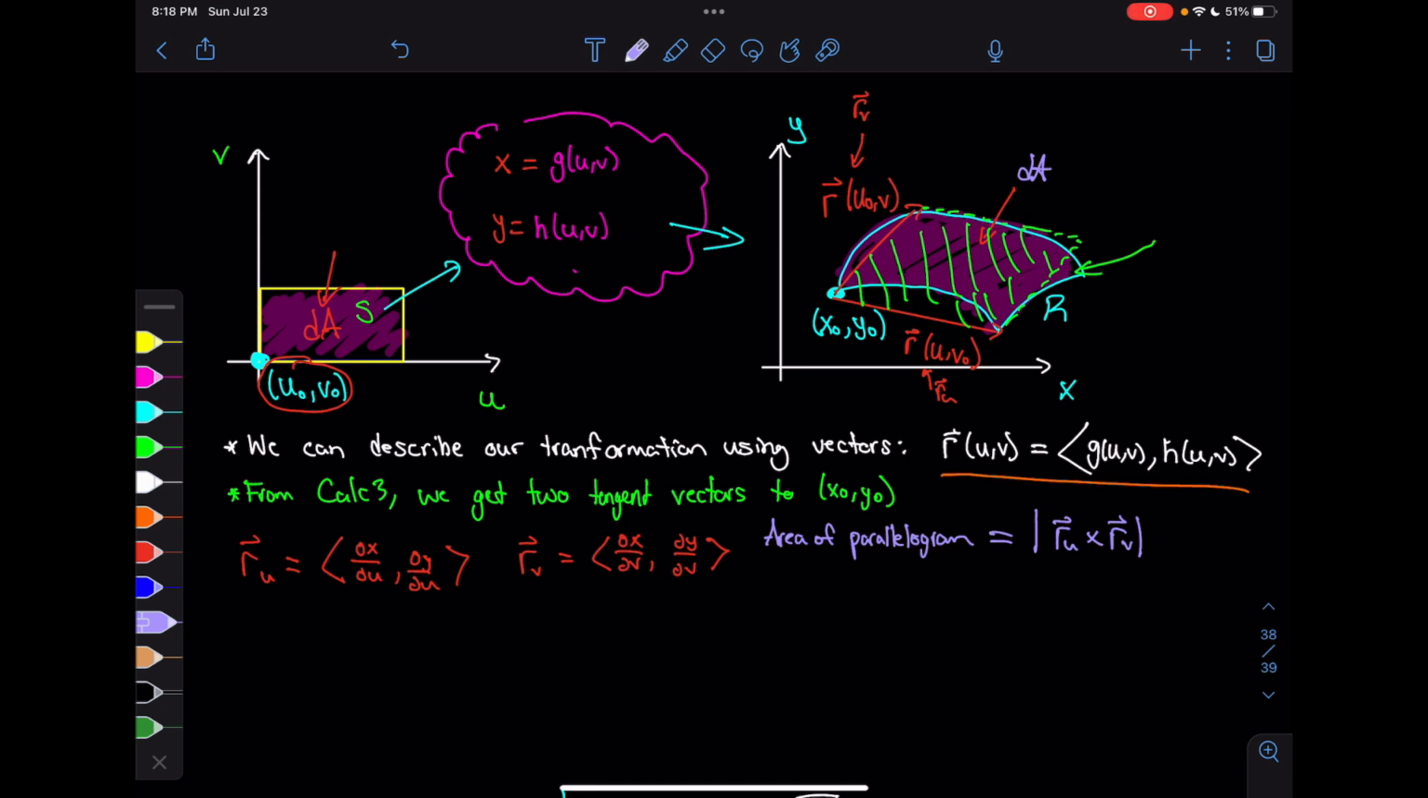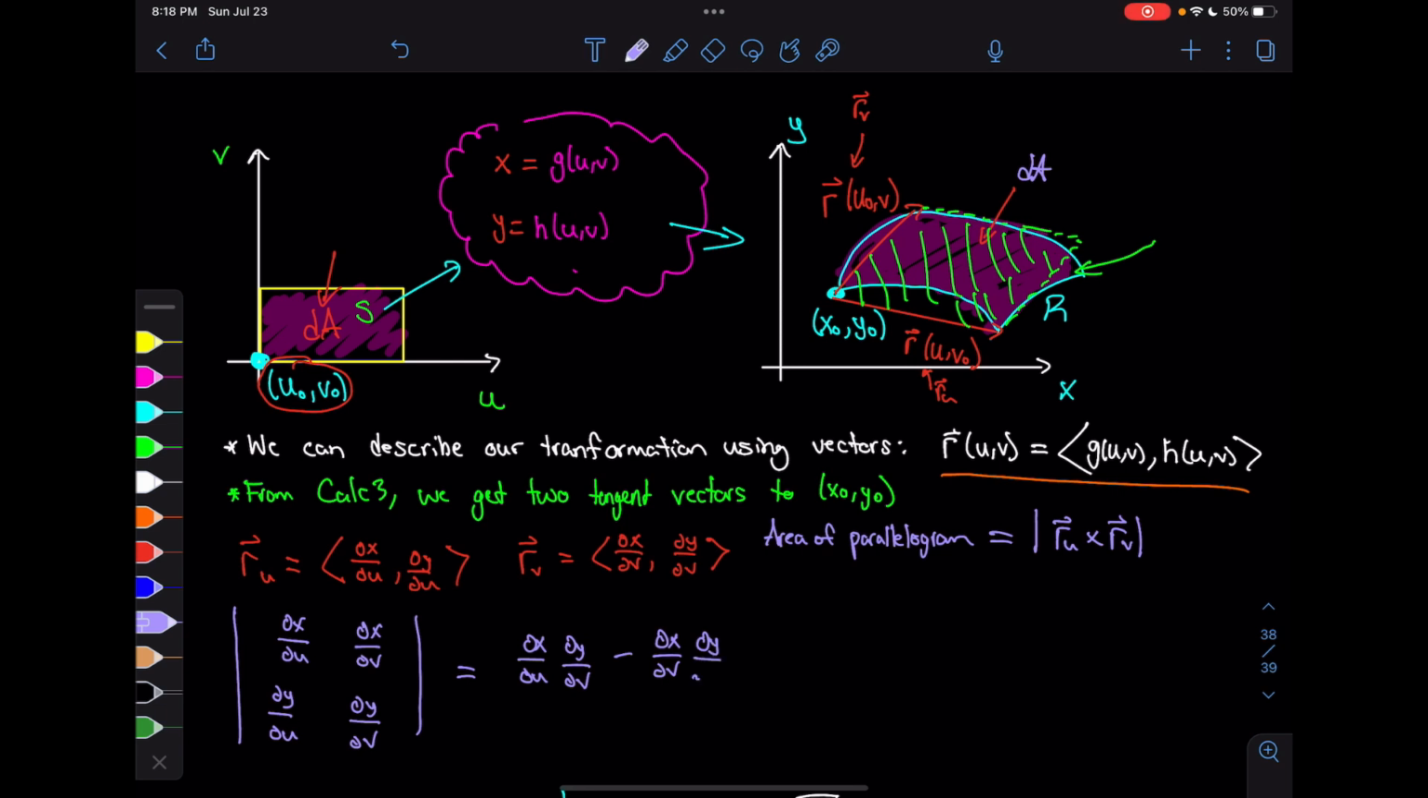Well, this isn't going to be that bad. We can do this pretty quickly, right? If we put in the two little vectors, we put in dx du, dy du, and then we can put in dx dv, and dy dv. And if we do this, what are we going to get? We're going to get dx du dy dv minus dx dv times dy du, right?